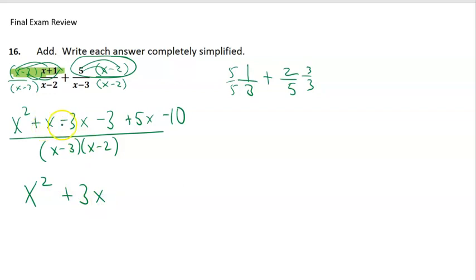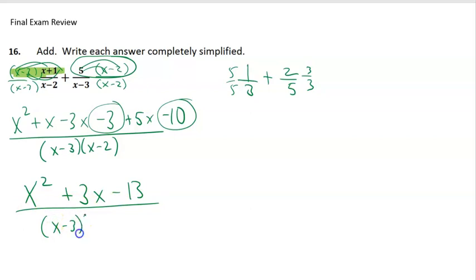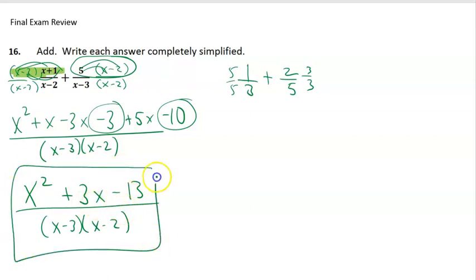So positive 1 minus 3 is negative 2 plus 5 is 3. I've also got these two like terms. Negative 3 and minus 10 is negative 13 over x minus 3 times x minus 2. Now the next step would be to factor. Now there are no numbers that multiply to be negative 13 and add to be 3. So this would be the final answer, provided I didn't make any silly mistakes.